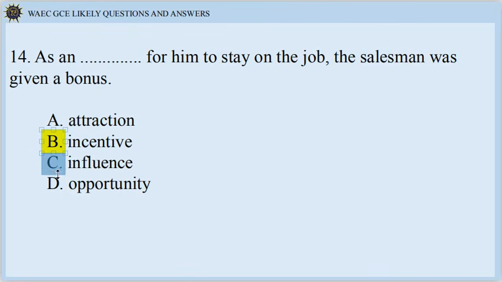Influence, that's what we have in option C, means the power to affect someone's decision. And opportunity in option D means a favorable chance. Since the bonus was meant to encourage him to stay on the job, then option B, incentive, is the most appropriate. As an incentive for him to stay on the job, the salesman was given a bonus. 15.